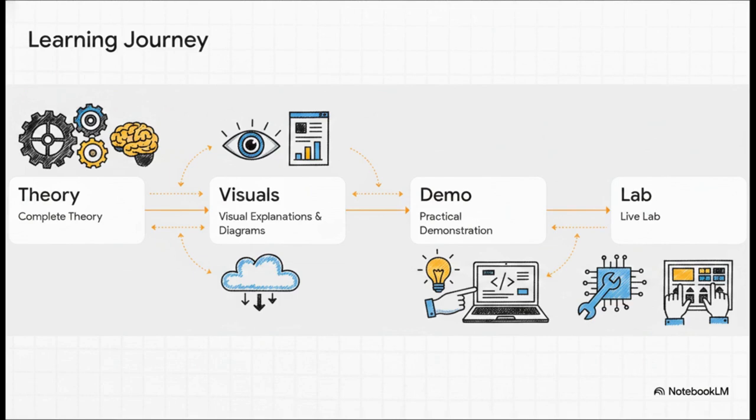It demands the AI start with complete theory, getting the foundational concepts down. But theory alone can be super dry, right? So step 2 mandates visual explanations and even forces the AI to generate diagrams in text format. From there, it moves into concrete reality with a practical demonstration.